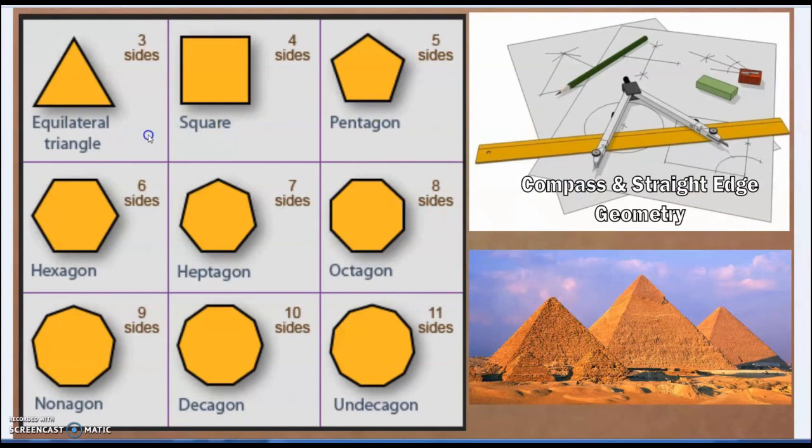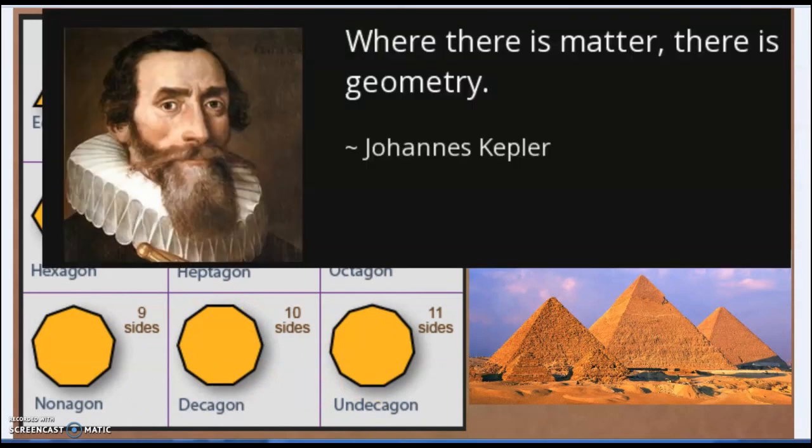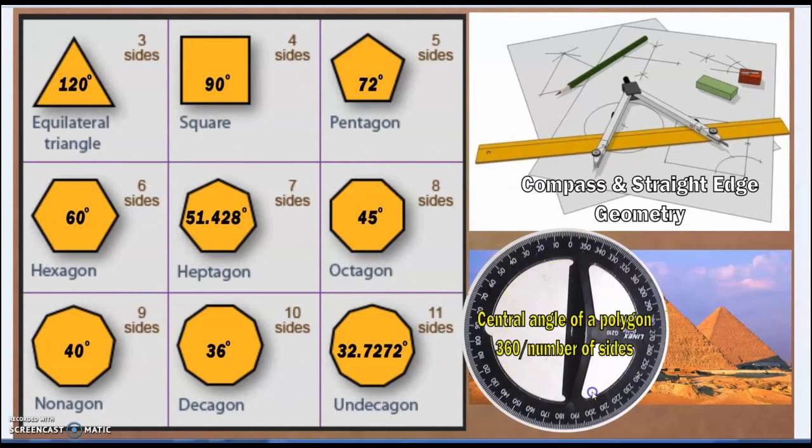Now when it comes to compass and straight edge geometry, so drawing your regular polygons, so equilateral triangle, square, pentagon, hexagon, 7-sided or heptagon, octagon 8, nonagon 9, decagon 10, and undecagon the 11-sided. Where there is matter, there is geometry, and so you can examine it, use a different method, but the 360 degrees works just as good, if not better. And so you see now what these numbers represent is the hard angle. So from the center of a triangle, if I was to draw out the lines, each angle is essentially 360 degrees divided by the number of sides.